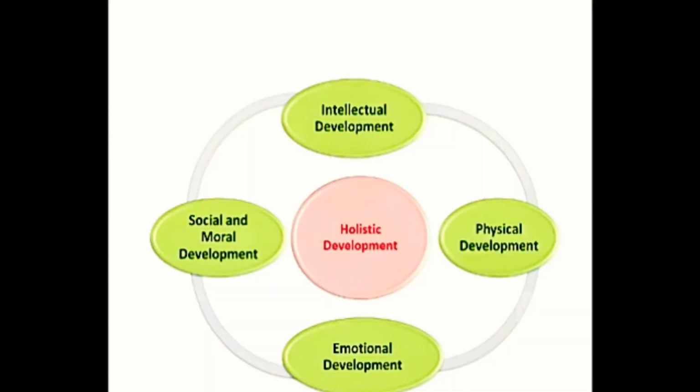Then another part of holistic personality development is emotional development. Emotional development means the development of the ability among the students to handle or manage their own emotions and to manage others' emotions. So this all is a part of holistic personality development. That means holistic personality development has four aspects, or fourfold personality development: intellectual development, physical development, social and moral development, and emotional development.